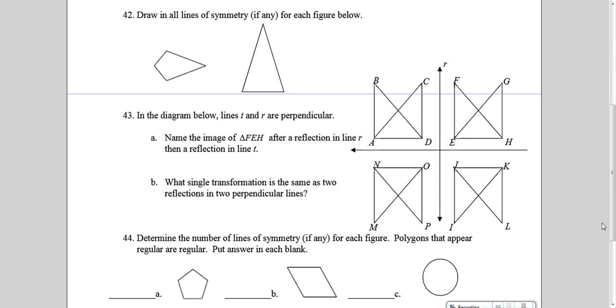Okay, so draw in all the lines of symmetry if it has any. Well, this little weird shape, the only way we could go is that way. We can fold it horizontally, and that's it. In the next one, we can only go down vertically because we don't have all of our stuff equal.